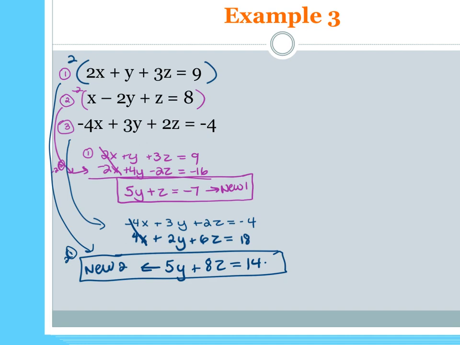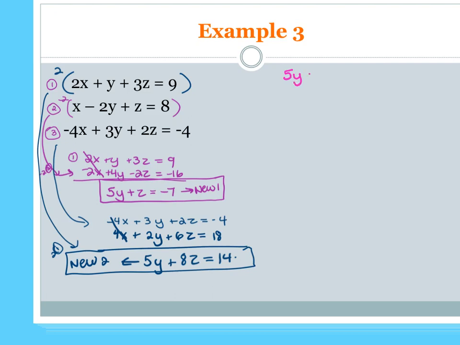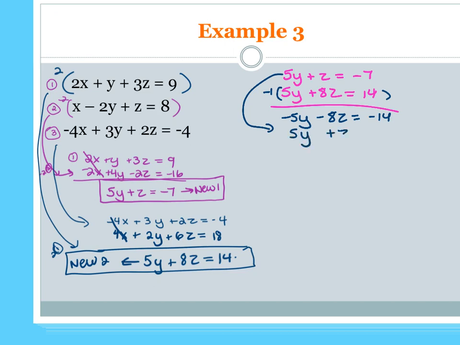With me so far? Now we have to use new 1 and new 2. And I have to cancel out one more variable. What's easy to do? Multiply the second one by -1. So I get -5y minus 8z equals -14. And I bring down the first one, 5y plus z equals -7. This cancels. -7z equals -21. Z equals 3. There's the first variable.